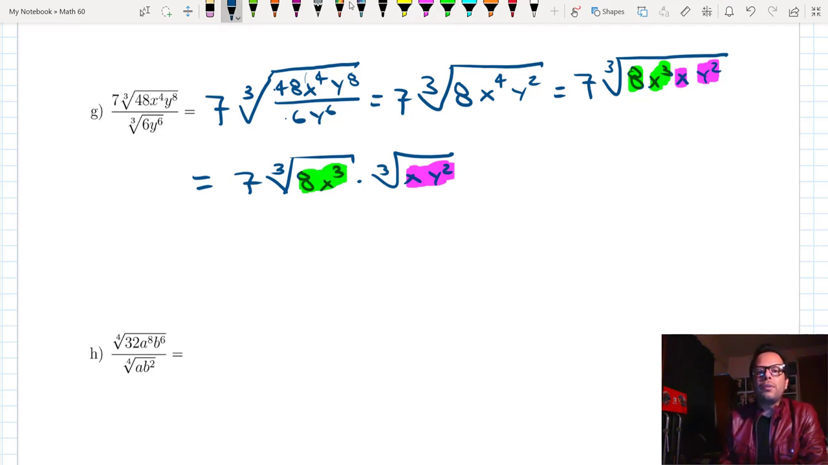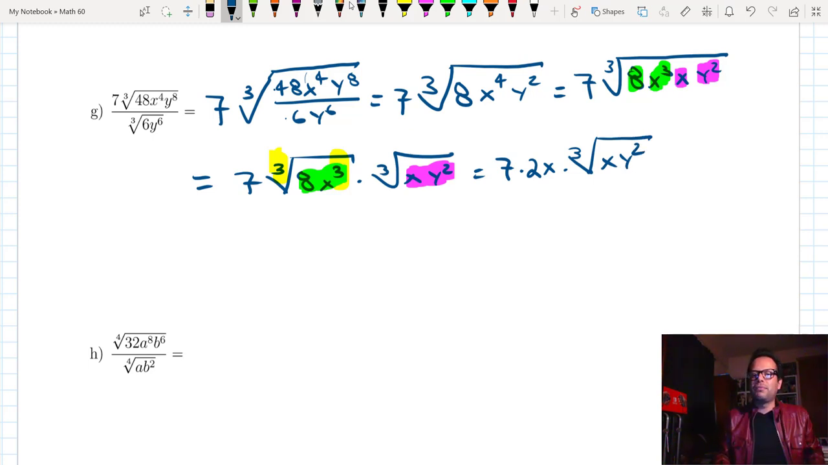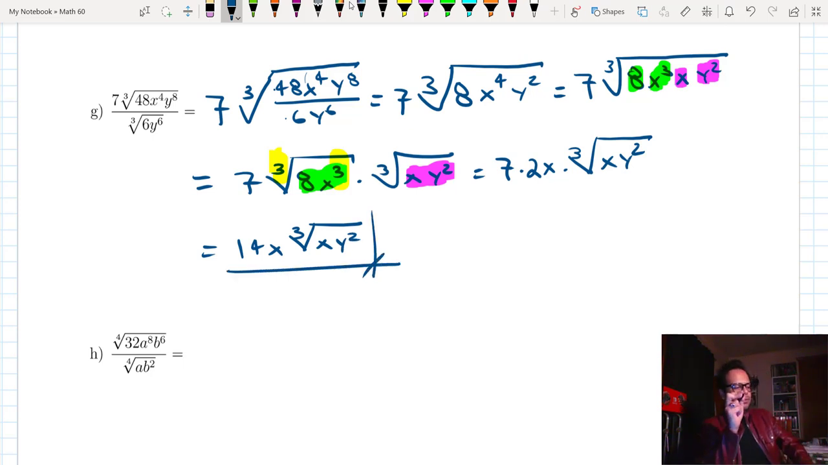Okay, evaluate the cube root, in this case 7 times 2, and divide 3 by 3, we get 1 for the power of x, times just the cube root of x, y squared, which is the factors that are not perfect cubes. We are only one step away to get this done. Just multiply 7 times 2 to get 14 x times the cube root of x, y squared. Final answer to this one.